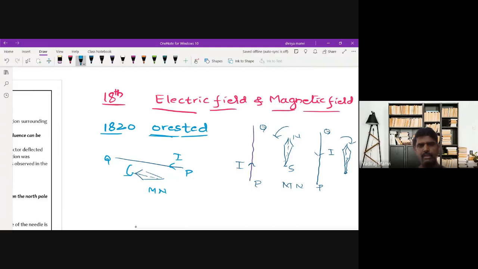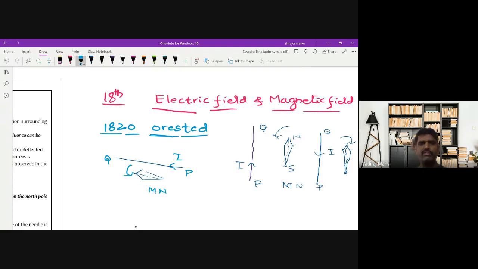Then in the next one, he allowed the current to flow from Q to P. Then he observed that again this magnetic needle got deflected, but in the opposite direction. Hence, for the first time in 1820, Oersted concluded that, okay, he was the first person to give an idea. Many scientists worked on this. Whatever idea of magnetic field we have now, it is because of all this.